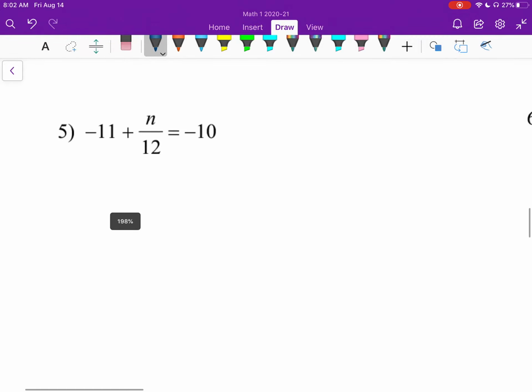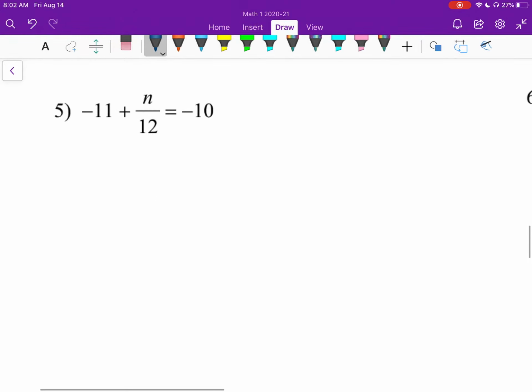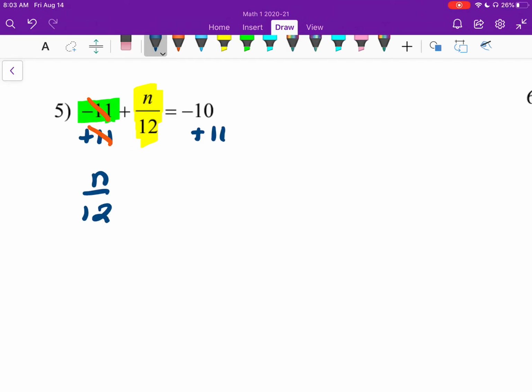Number 5. Okay, to start off with number 5, I'm going to start by adding 11 to both sides. The reason I do that is I want my n to be by itself, but I've got to deal with the addition or subtraction that's next to it first. So my negative 11 and my positive 11 on the left cancel, and now I have n over 12 equals, well, negative 10 plus 11 gives me positive 1.